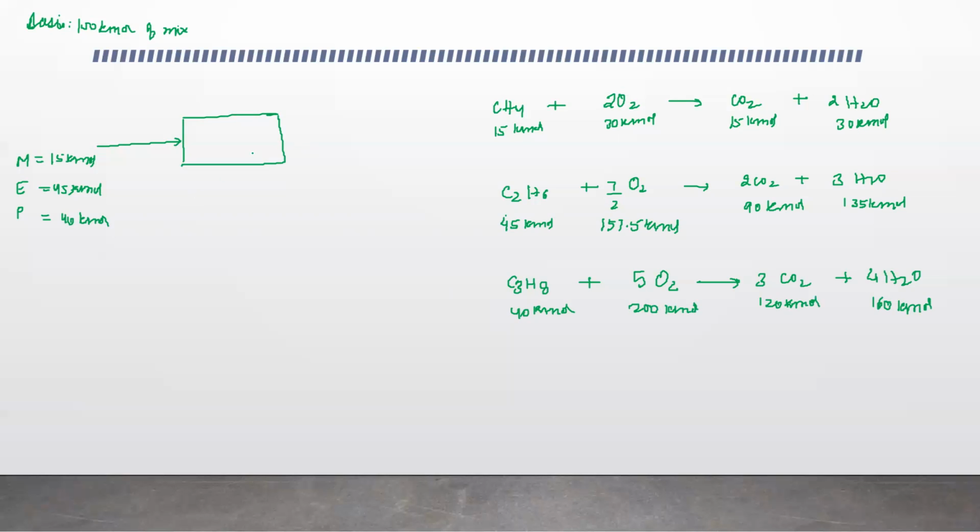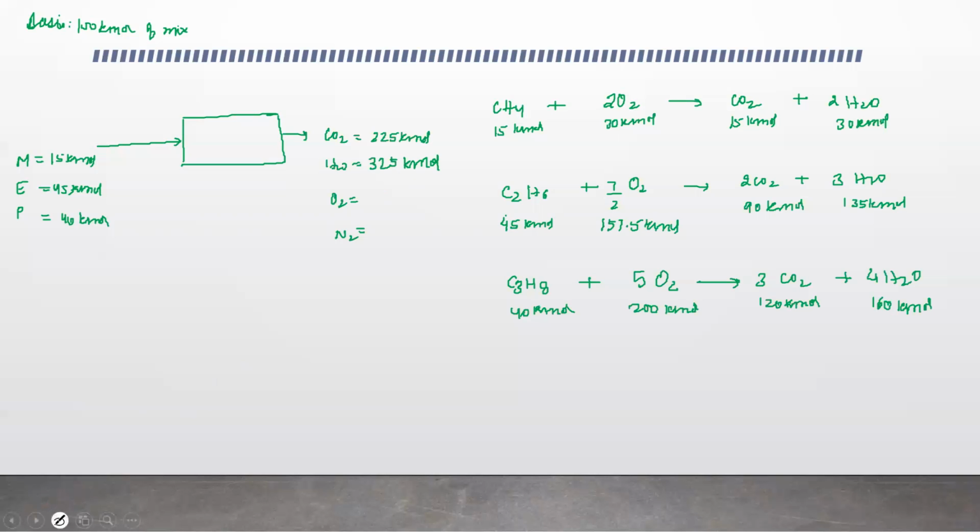All right. So over here, we are going to get carbon dioxide, water, unreacted oxygen, and nitrogen, right? Carbon dioxide we have calculated: 15 kilomole plus 90 kilomole plus 120 kilomole, so that is going to be 225 kilomole. And water is 30 plus 135 plus 160, that is equal to 325 kilomole, right?